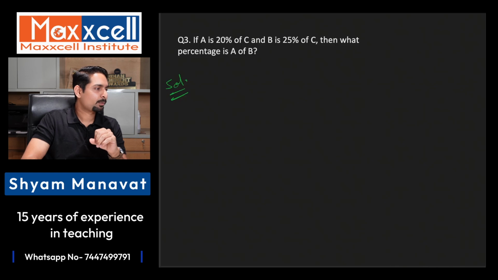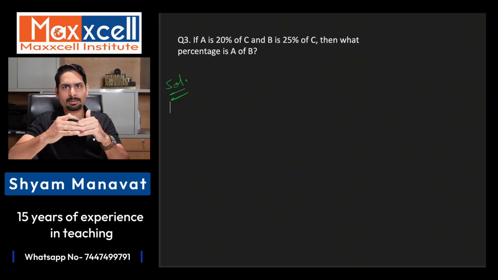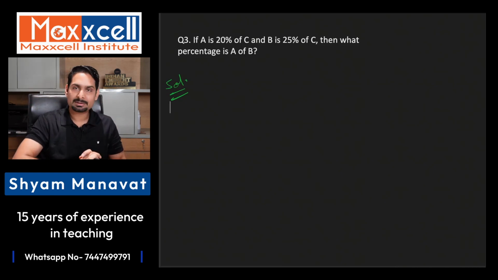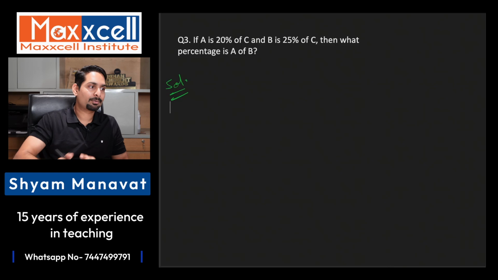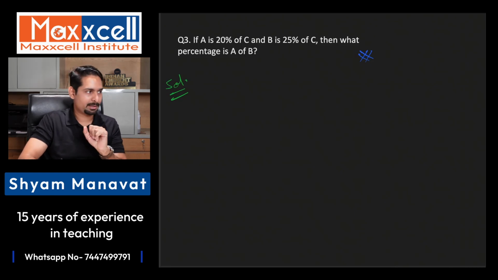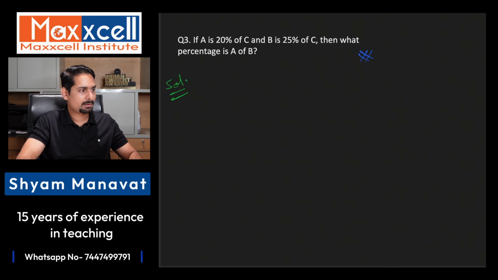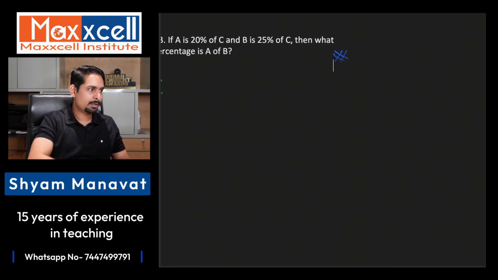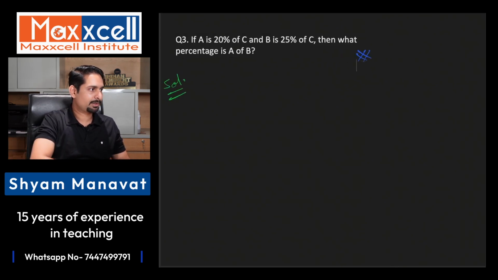Next question. Question number 3 is, if A is 20% of C and B is 25% of C, then what percent is A of B? Now we have come out of the world of increase and decrease, and we got something new, and here I am going to give you the next concept. The concept is A is 20% of C, B is 25% of C, then compare A and B. Okay, so the concept here, the trick here, you people should note this tip well.